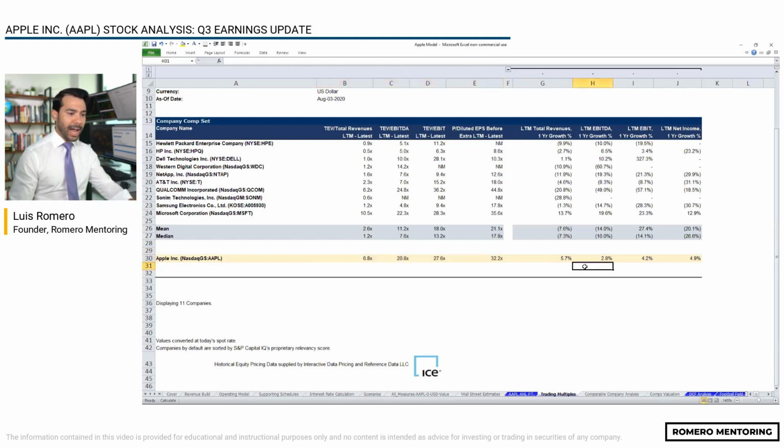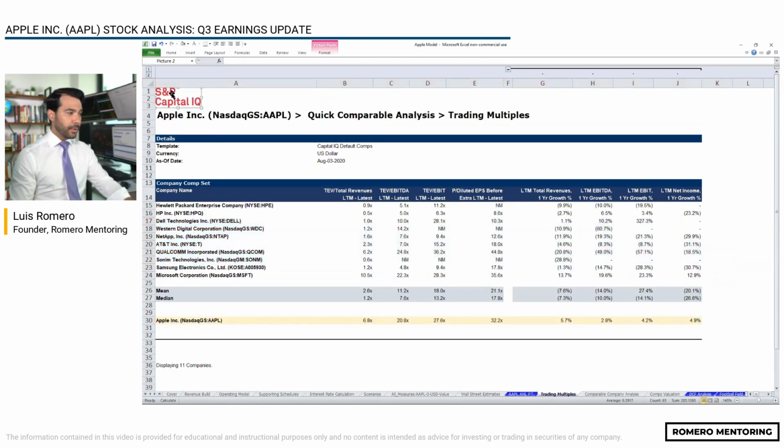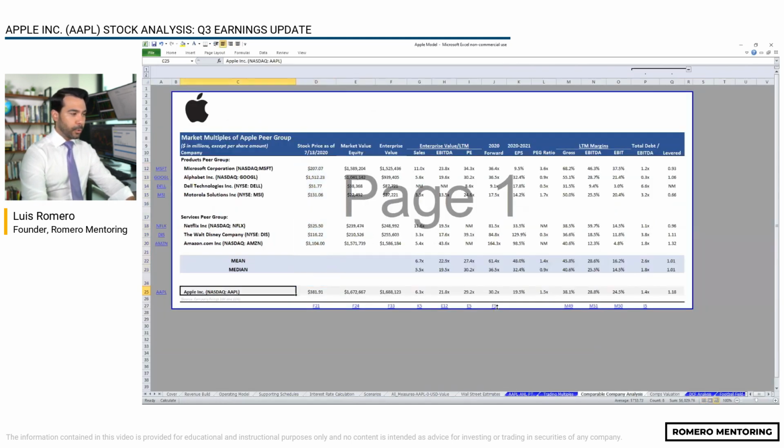Look here, their revenue, EBITDA, EBIT, and net income growth on a 1-year basis, right? Look at that, higher than everyone else in the industry. While everyone else, or their comparables, according to S&P Cap IQ, this is where I'm getting the data from, they're growing above everyone else. So you see here that you can justify a premium for Apple, okay? And this right here is old comps that we were using when we first started building the model on Apple.